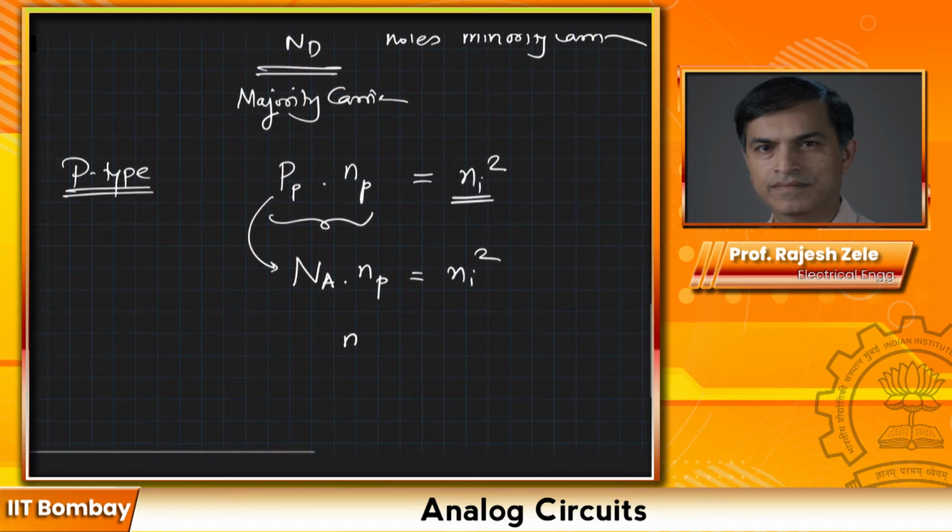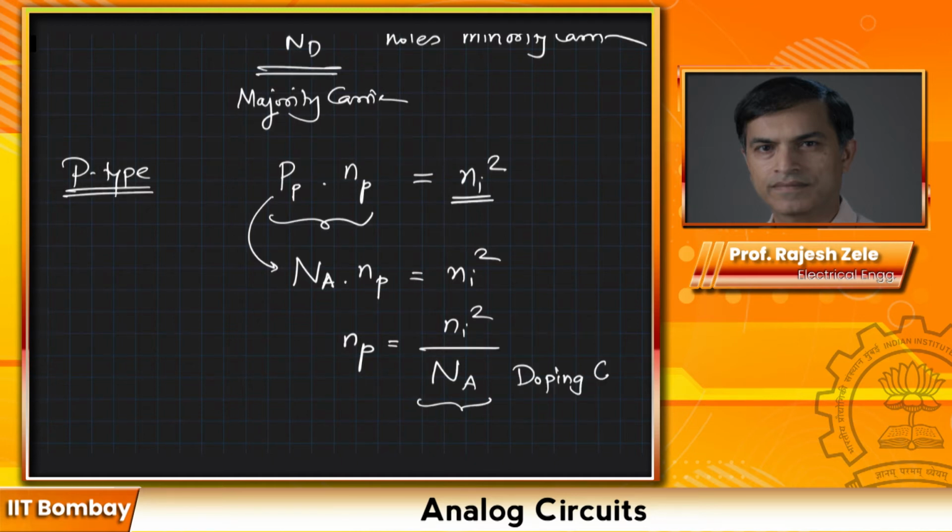So minority carriers in P-type semiconductor, which are electrons, they are equal to Ni square divided by N sub A, which is the concentration, the doping concentration of P-type material. In this case, it's boron.